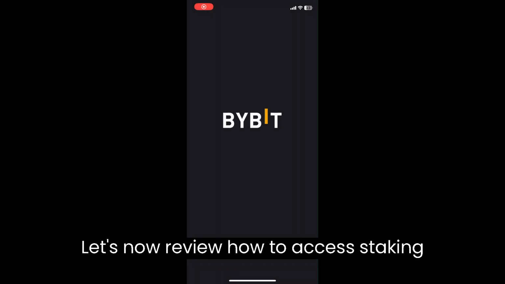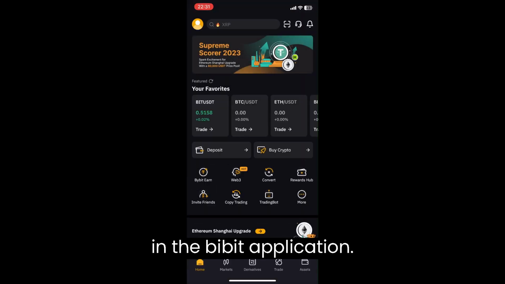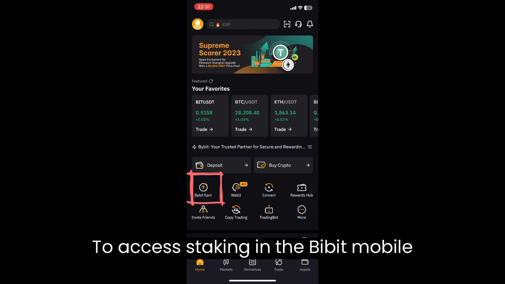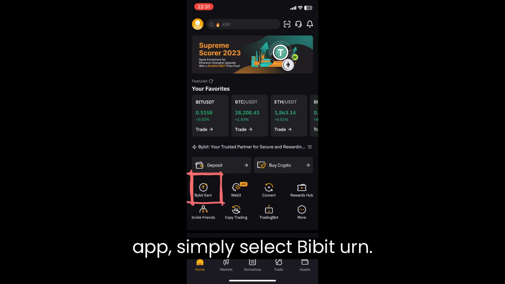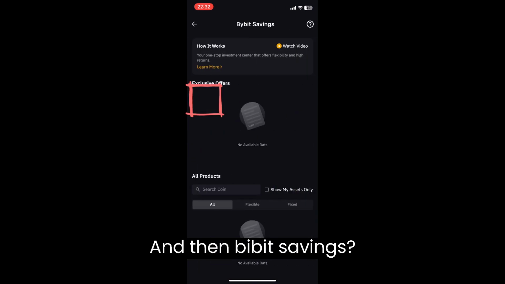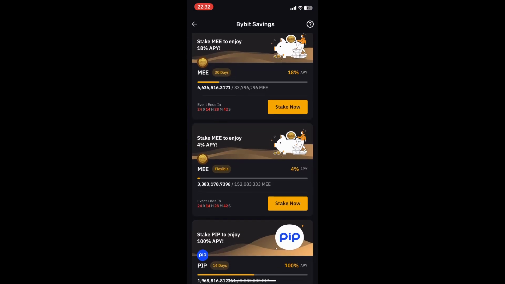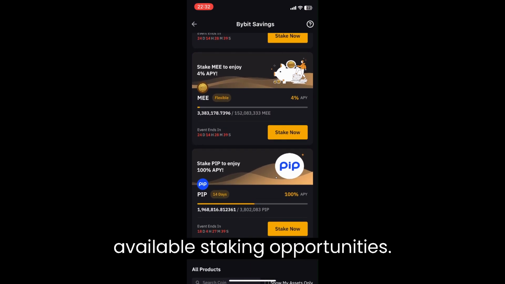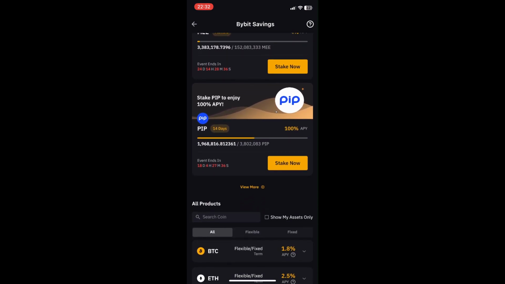Let's now review how to access staking in the Bybit application. To access staking in the Bybit mobile app, simply select Bybit Earn. And then Bybit Savings. Here, you will be able to see all available staking opportunities.